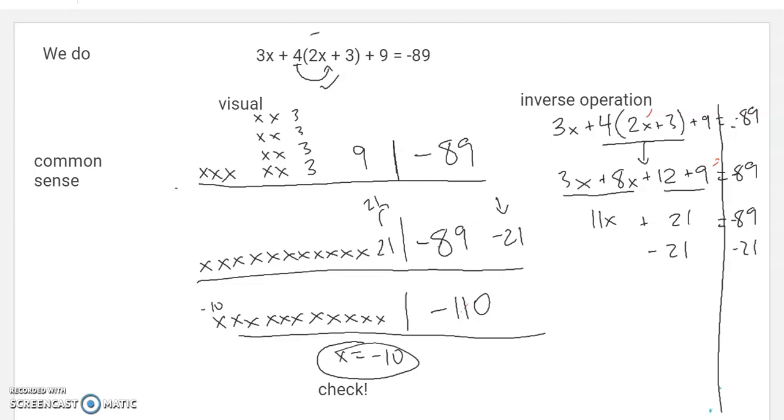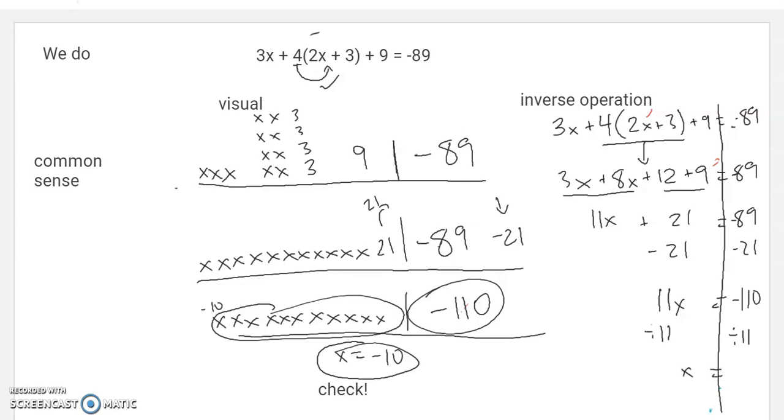You'll notice everything's really the same. It's just a matter of how you like to look at it. Leaves us with 11x, which is what we were left with here. Leaves us with negative 110, which is what we were left with here. Divide by 11, and x equals same thing, negative 10.